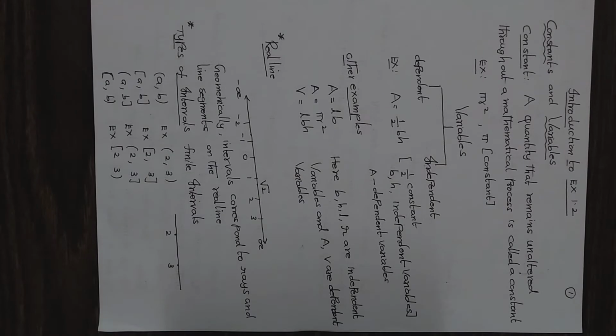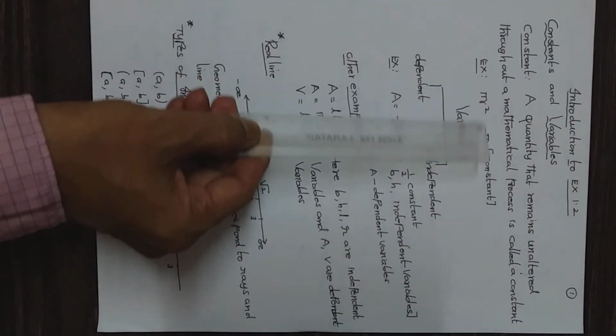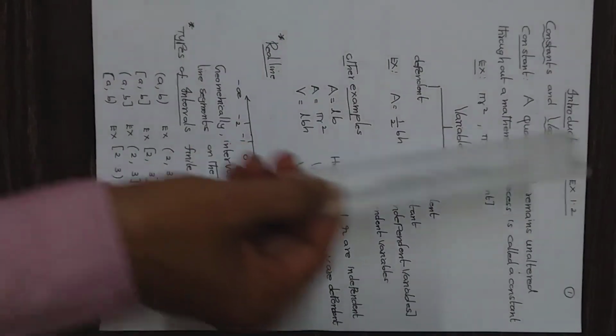Now first part, constants and variables. Everybody knows what a constant is. A quantity that remains unaltered throughout a mathematical process is called a constant. For example, in pi r square, pi is a constant because it is 3.14. You might have studied this in the lower classes also.